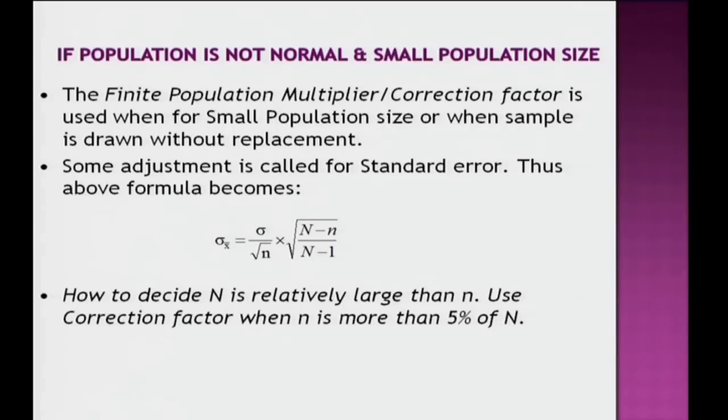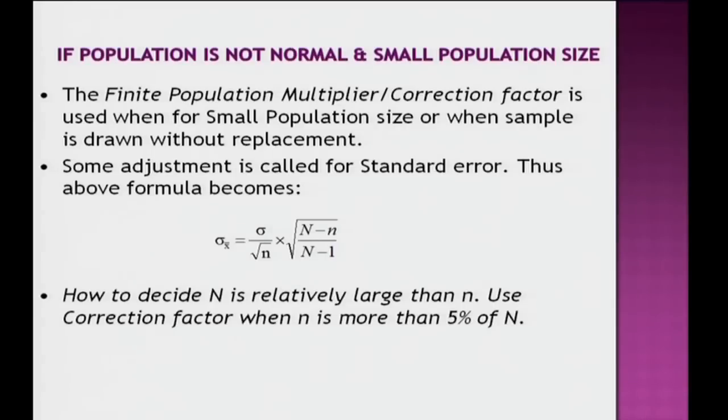Okay. So, this is one case, and how to decide whether the sample, say we were talking about 5 colonies out of 20, is smaller or larger in comparison to capital N. So, we have a direct understanding on this. To apply this finite population multiplier, we must use the correction factor when n is more than 5% of capital N. Small n means sample size, capital N means population size.